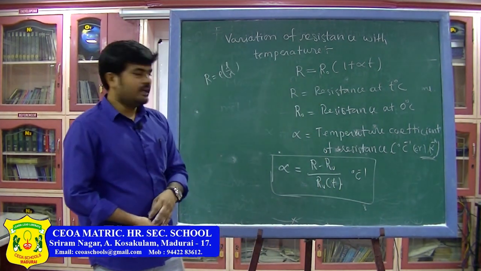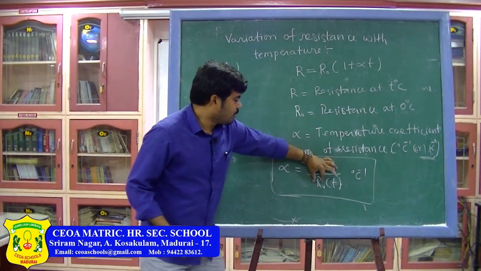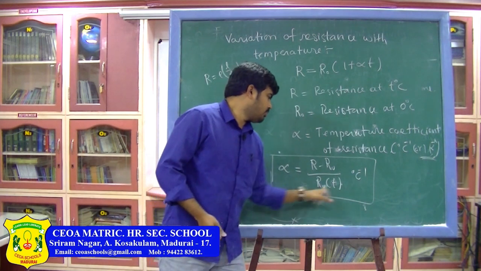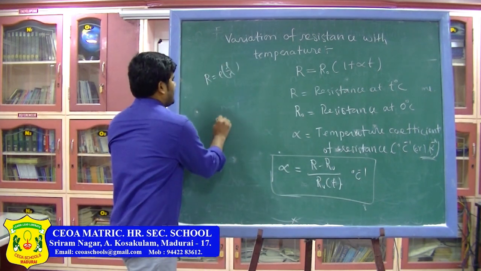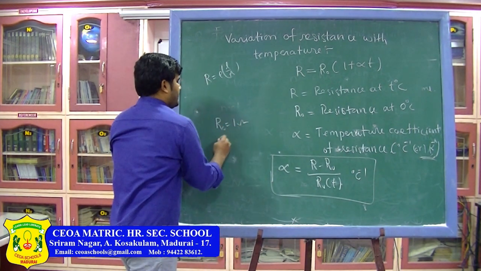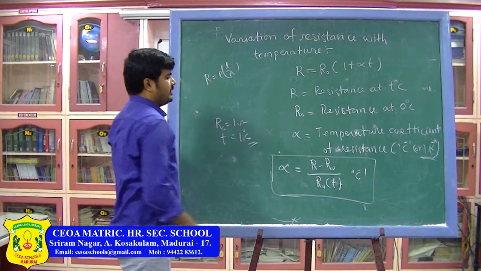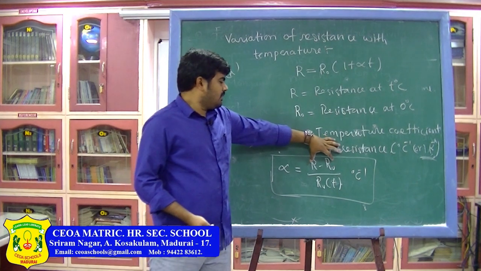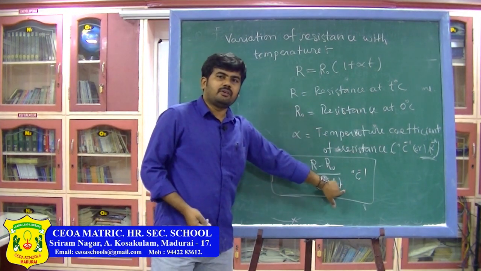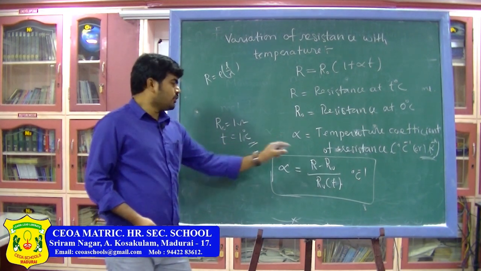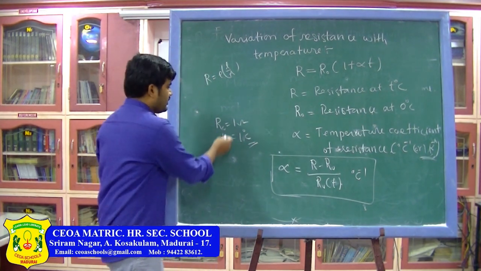So it's nothing but change in resistance per unit original resistance per unit rise in temperature. If I take denominator both equal to 1, that is R naught is equal to 1 ohm and T is equal to 1 degree Celsius, it means it is a change in resistance per unit rise in temperature for a material having 1 ohm resistance at 0 degree Celsius. That means what is R naught value here?